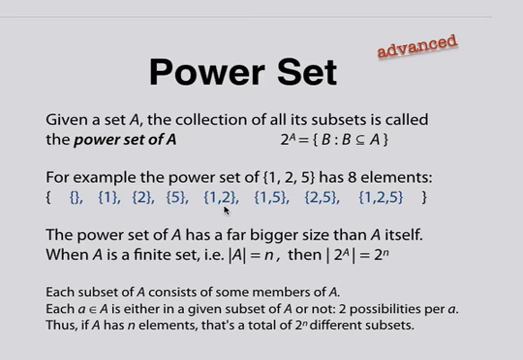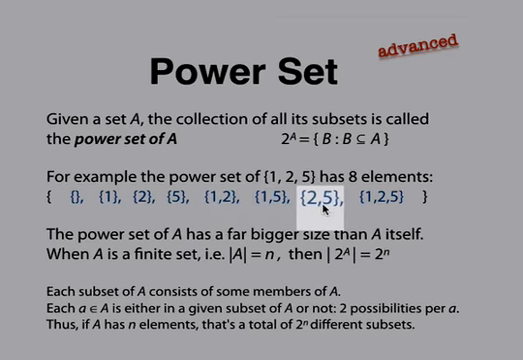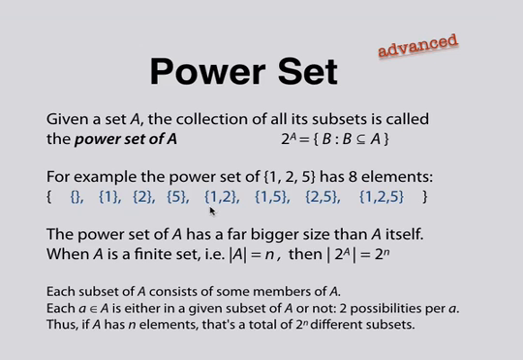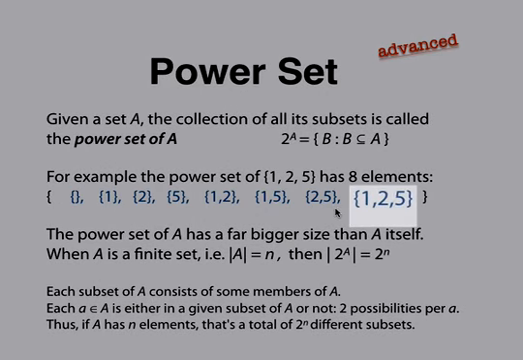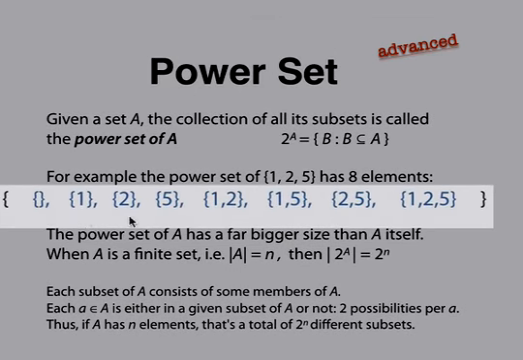How about subsets with 2 elements? We've got subset 1 and 2, we've got 1 and 5, and we've got 2 and 5. Remember, the order doesn't matter, and repeating the same element doesn't change anything. So much for the subsets with 2 elements. Now, what about subsets of 3 elements? There's only one. There's the set itself. Count them all together. You got 1, 2, 3, 4, 5, 6, 7, 8.